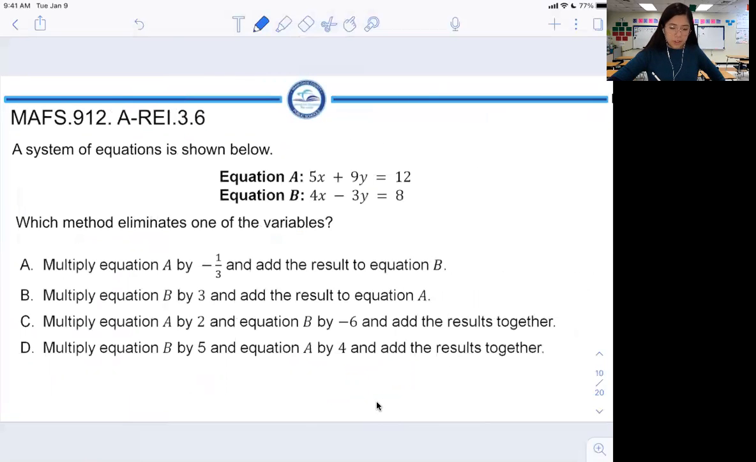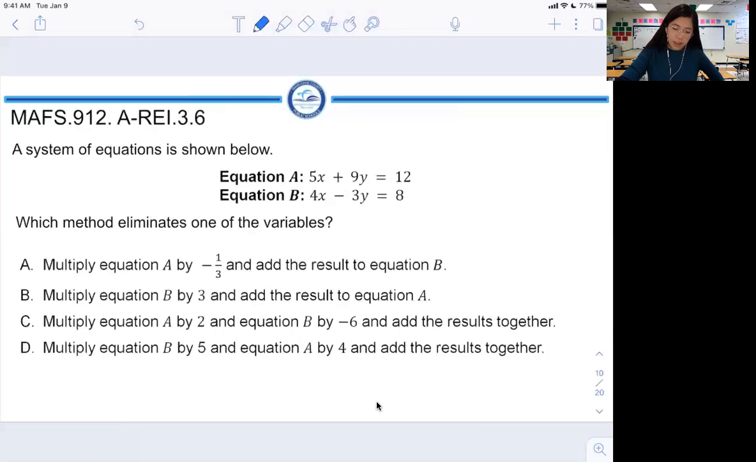A system of equations is shown below. Which method eliminates one of the variables? Okay, so if I wanted to solve this by elimination, I would need to have opposites of the same numbers. So in order to cancel them out, they need to be opposites of the same number. Now, there's nothing that matches so far, so you would need to multiply by something in order to get opposites.